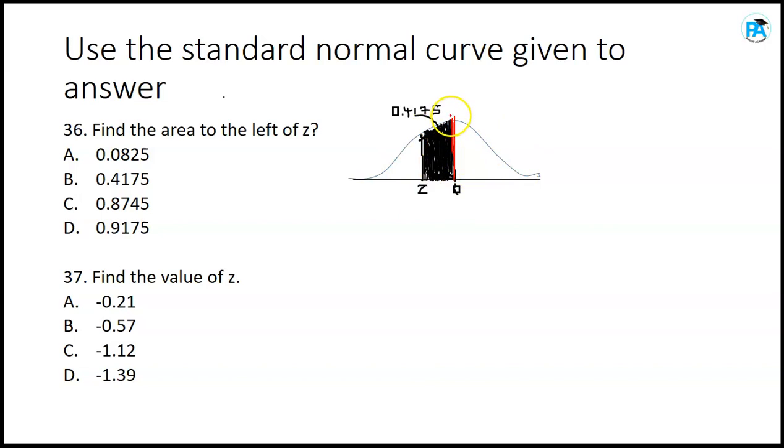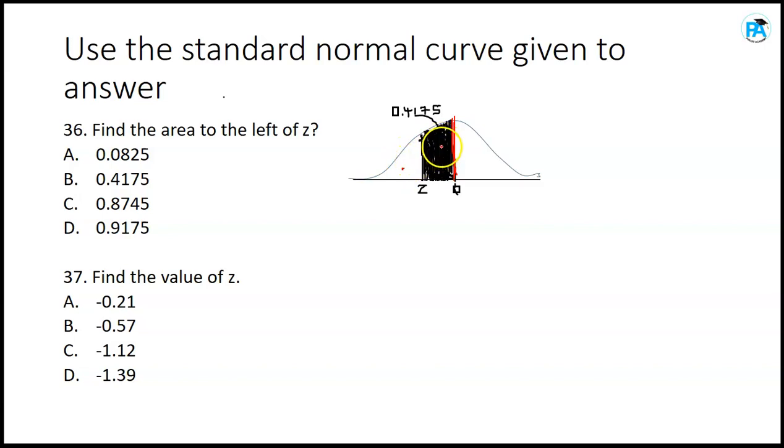Now, apart from that, if the curve is divided into 2 equal parts, half of the area is 0.5 and half here too is 0.5. So this part is 0.5. The whole of this part is also 0.5. The question says find the area to the left of Z, meaning we should find this blank space here. That's the meaning of left, isn't it? So we should find this place.